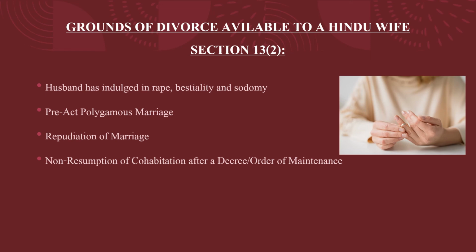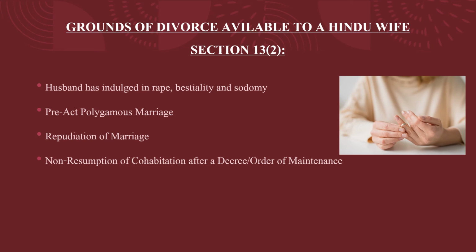The third ground is repudiation of marriage. So this provision basically provides a ground for divorce to the wife when the marriage was solemnized before she attained the age of 15 years, and she has repudiated the marriage but before attaining the age of 18 years. So such repudiation may be expressed, that is, either in written or verbal form, or it may be implied, that is, from the conduct of the wife. For example, if the wife has left her husband and she refused to come back after that.